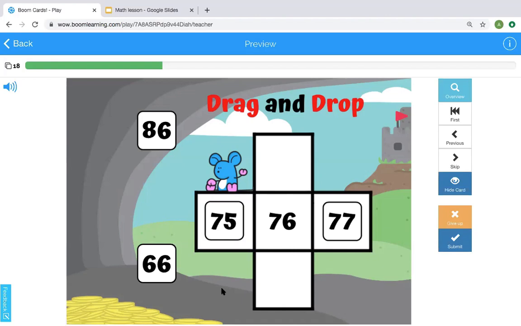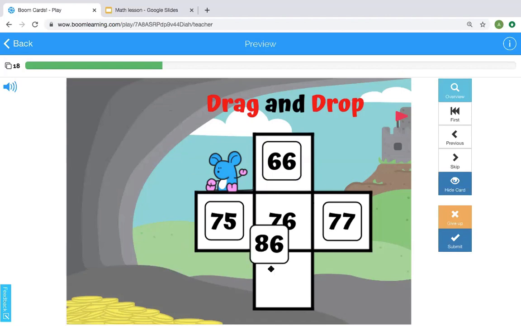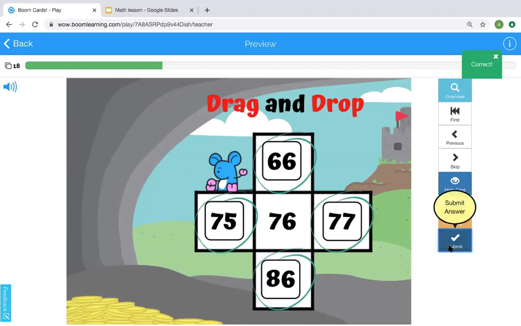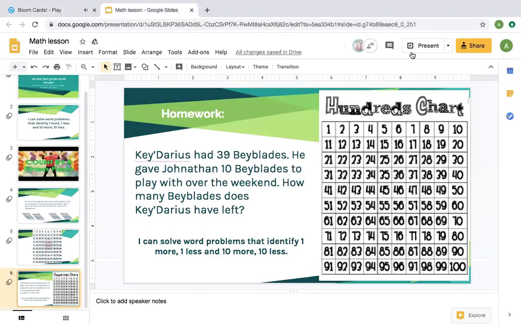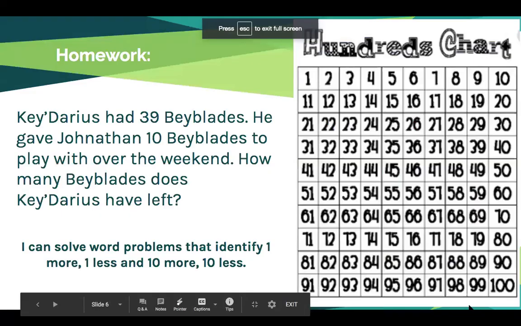So we're gonna look for the number that is 10 less than 76. Is it 66 or 86? Is it 66? It's 66. Yes, Miss Graham. All right, last one. What is 10 more than 76? 86? 86. Good job, boys and girls.